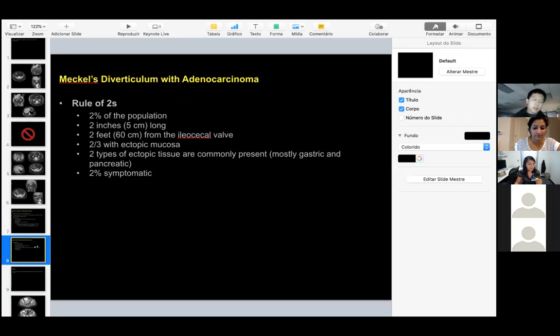Okay, and this is just a quick reminder, if there's any residents, rule of twos. It's not perfect, but it's a good review of what to think about when we think of Meckel's diverticulum.